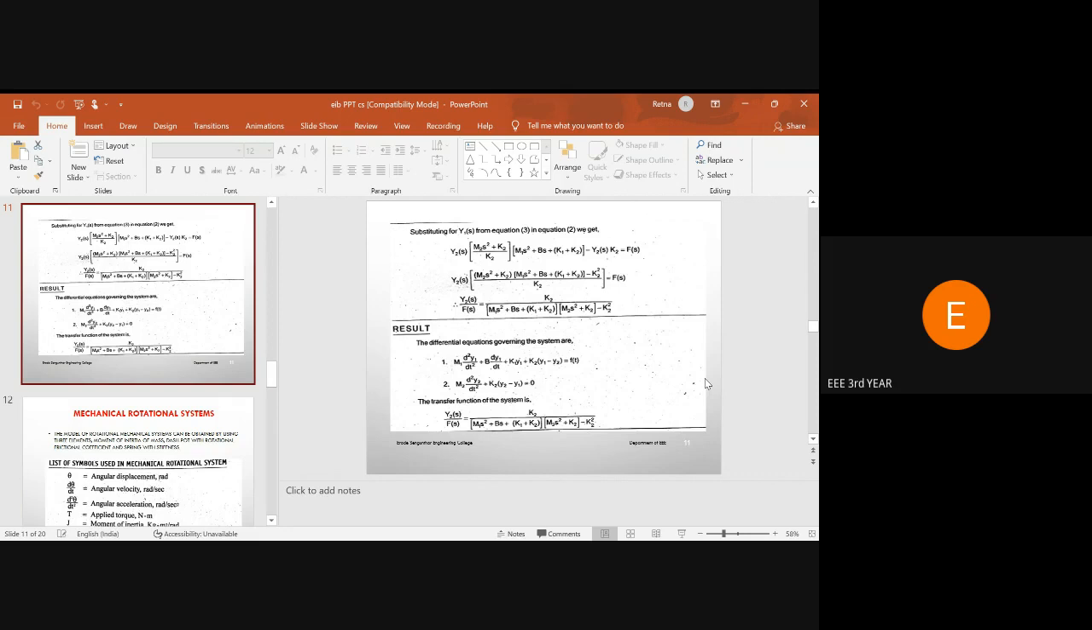Next, just multiply into the Y2 of s term. Next, finally, F of s moves to the left hand side. We get the transfer function of the above system: Y2 of s divided by F of s equals k2 divided by m1 s square plus bs plus k1 plus k2 into m2 s square plus k2 minus k2 square. This is the final answer of the above problem. This equation is the transfer function of the mechanical translational system.